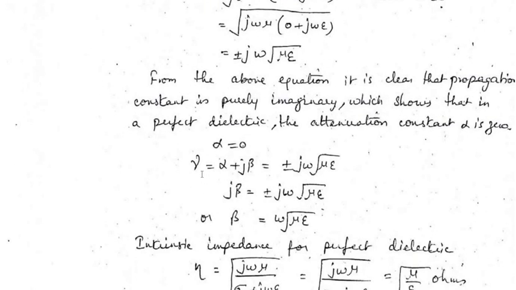Now write the equation for propagation constant. Gamma is equal to alpha plus j beta, and equate it to this term which we got just now, that is plus or minus j omega under root mu epsilon. So if you remove the j term on both sides, we get beta is equal to omega into under root mu into epsilon.